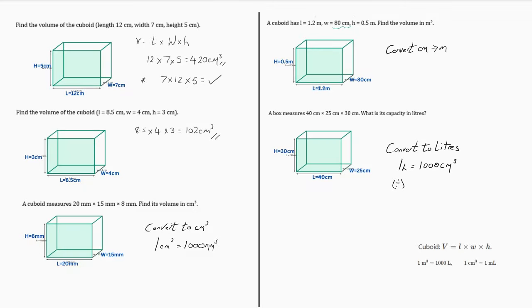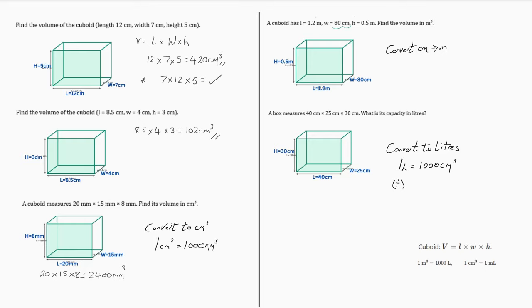So to do that, let's first work out our measurements. So we have 20 times our width, which is 15, and our height. Now pop that into the calculator and you will get 2,400 millimeter cubed. Okay, now it's time to convert.